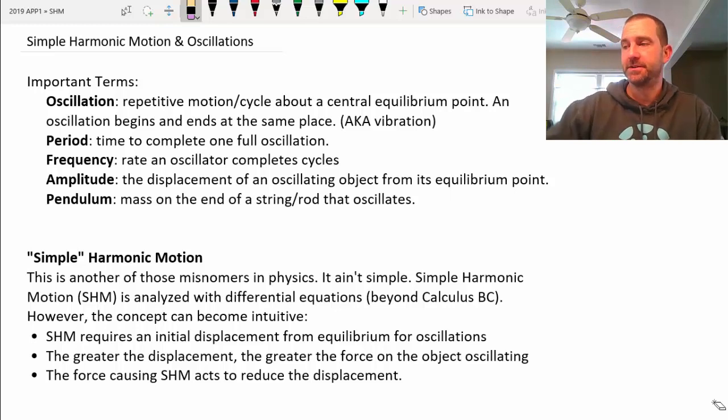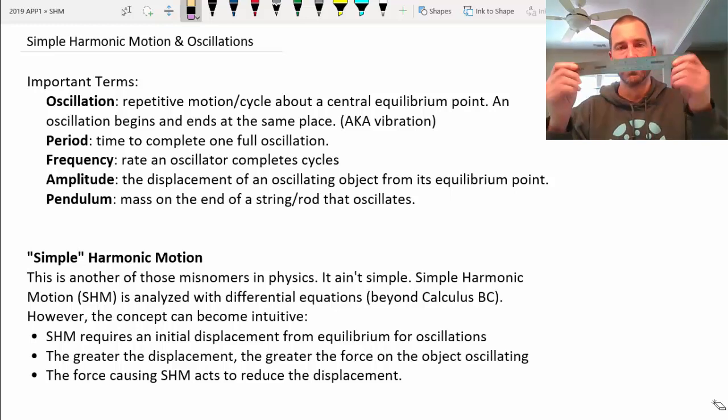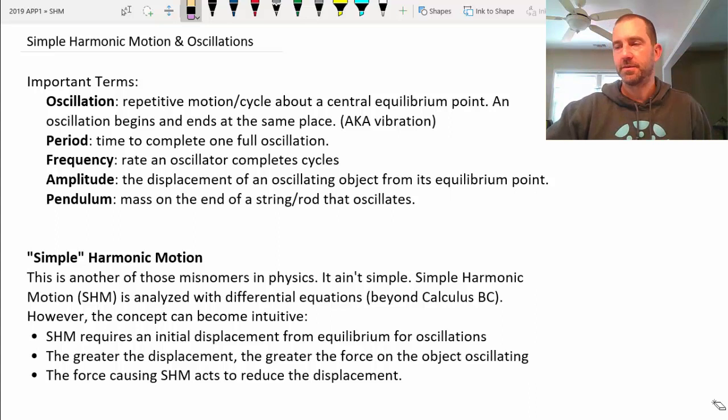I'll show you a little bit of a demonstration using a ruler that will help us get a little bit of idea of this idea of oscillations and frequencies and periods. And then we'll get to a little activity where you're going to have to do a little lab at home.